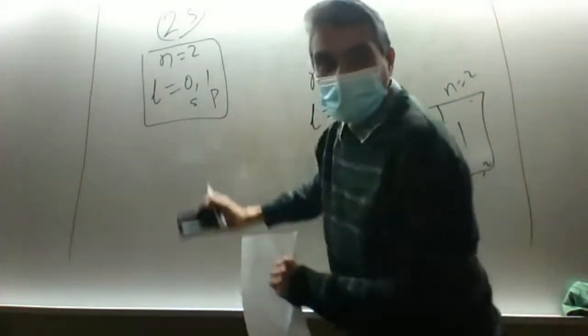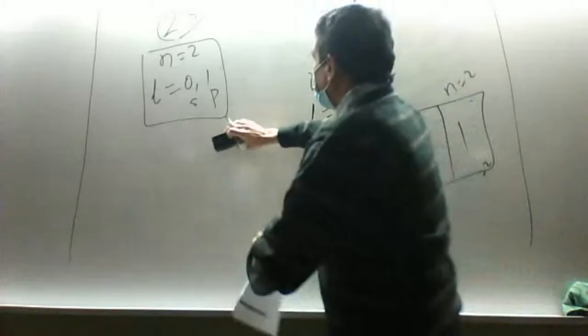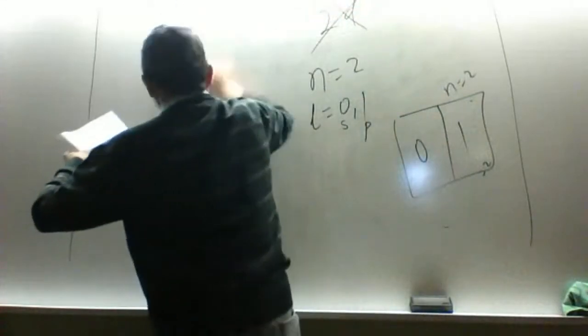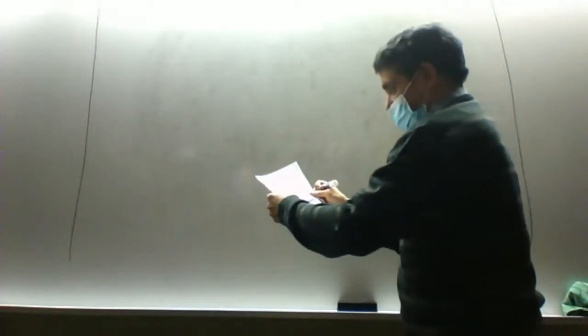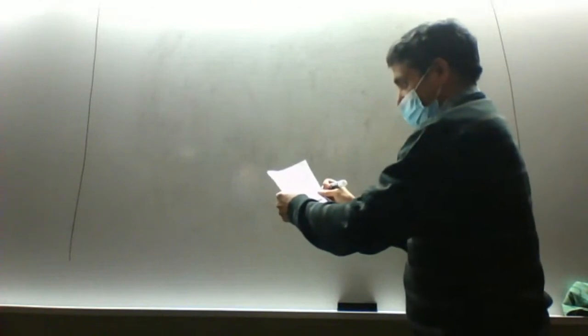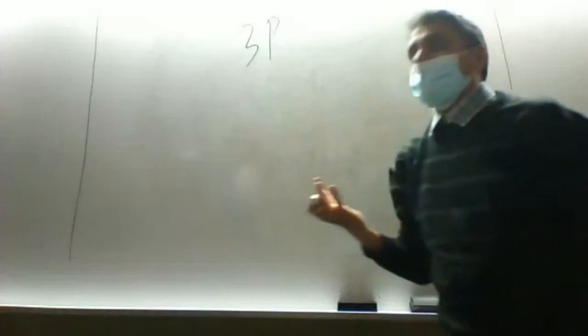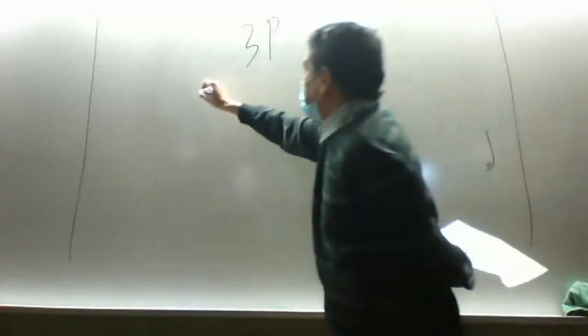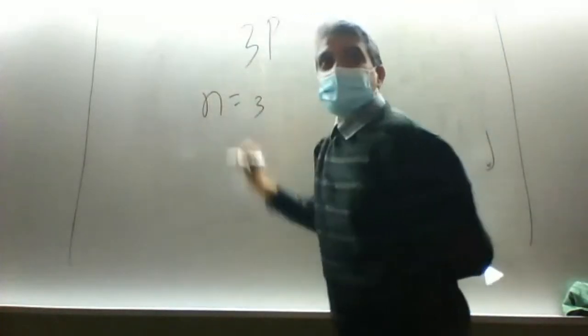So now let's do another. What is here? 2D. We cannot have 2D. All right, 3P. Now let's talk about the 3P. Is it possible or not possible? So n is equal to what? 3, right? n is equal to 3.